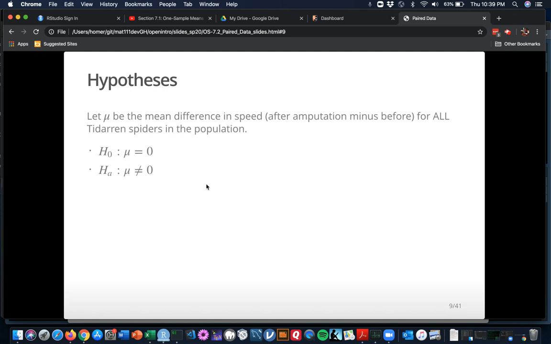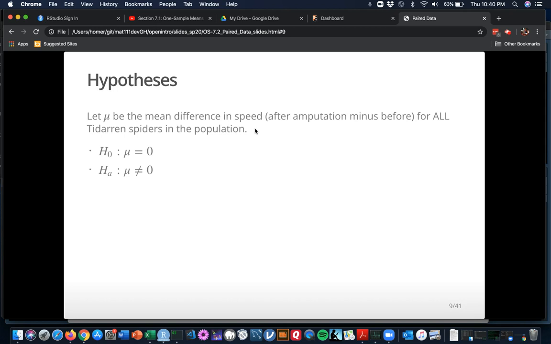And so you can cast those questions into hypotheses if you're willing to define a parameter. So let's let mu be the mean difference in speed after amputation minus before amputation for all Tadarian spiders. So your population's all Tadarian spiders, but your population parameter is a mean of paired differences in the population. And that's what makes this section in the text special and different from the previous section.